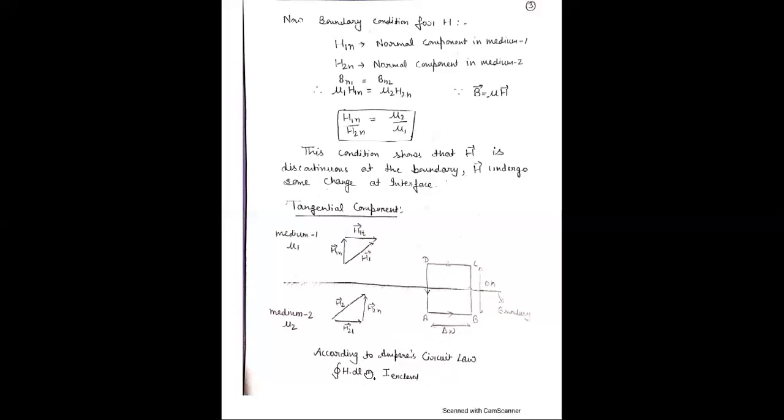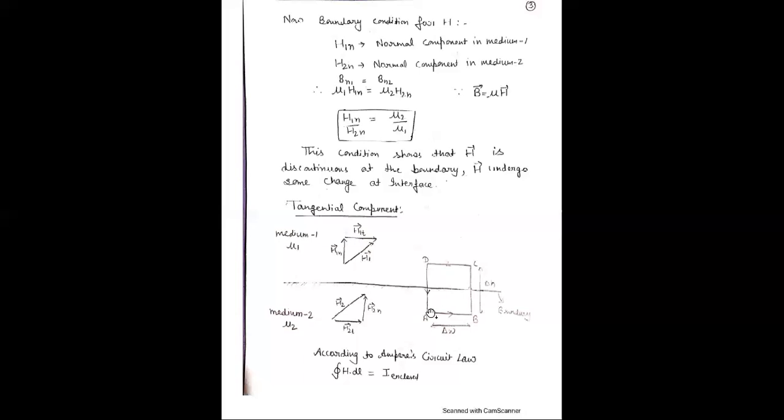Now we apply Ampere's circuit law here, which is ∮H·dl equal to I, the current flowing through this closed surface. ∮H·dl is equal to I enclosed. Side by side: from A to B H·dl, then B to C H·dl, then C to D H·dl, then D to A H·dl, and that is equal to I, the current enclosed by that surface.